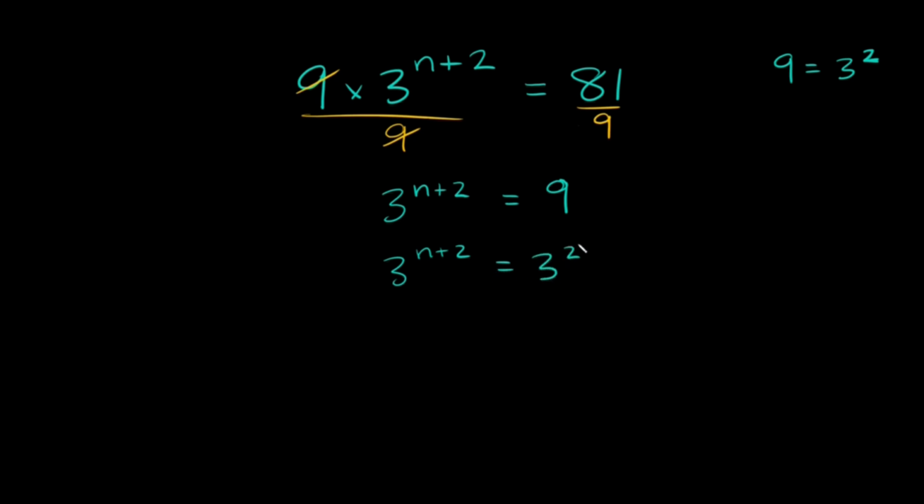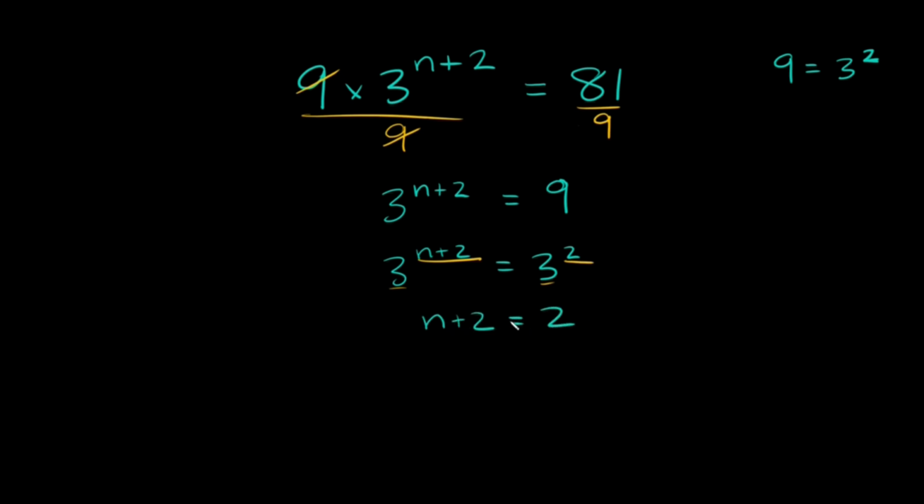So as you can see, the reason we wanted to do that is because now we have the same base, right? We have a 3 and a 3. So we have 3 raised to this junk right here is equal to 3 raised to this junk. So all we're going to do is set the junks equal to each other. We're going to set n plus 2 equal to 2, okay? N plus 2 is equal to 2.